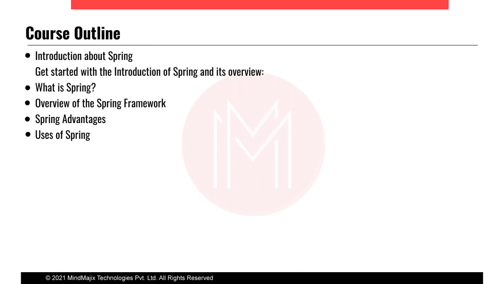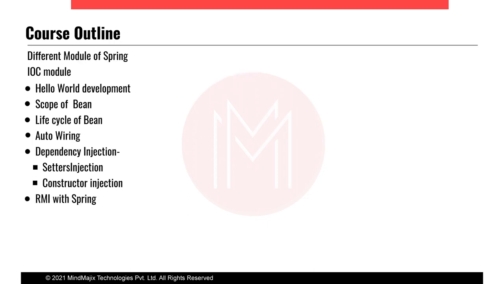So the overall course outline we can talk about is we'll go through introduction. We'll get details about Spring, what is the framework overview, what are its advantages, and where we can use Spring, where we should use it as a back end, and where we should use it as a front end. And we'll talk about different modules of Spring, and we'll also cover the IOC module, which is one of the powerful modules, and we can also call it dependency injection.